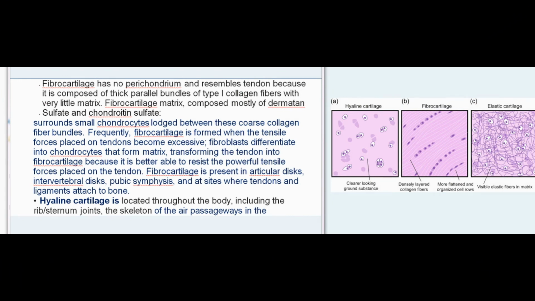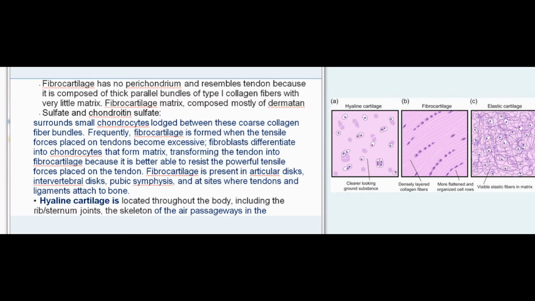Fibrocartilage has no perichondrium and resembles tendon because it is composed of thick parallel bundles of type I collagen fibers with very little matrix. Fibrocartilage matrix, composed mostly of dermatan sulfate and chondroitin sulfate, surrounds small chondrocytes lodged between these coarse collagen fiber bundles. Frequently, fibrocartilage is formed when the tensile forces placed on tendons become excessive. Fibroblasts differentiate into chondrocytes that form matrix, transforming the tendon into fibrocartilage because it is better able to resist the powerful tensile forces placed on the tendon.